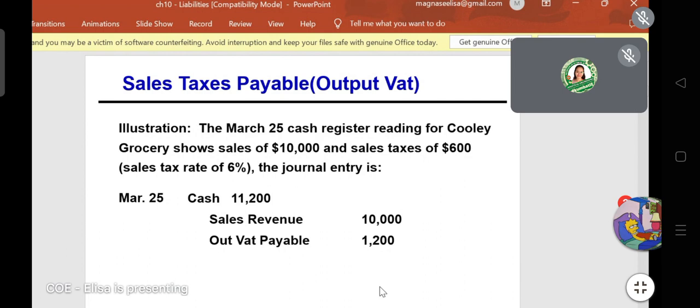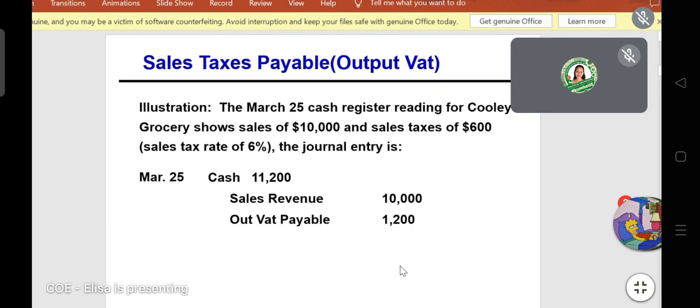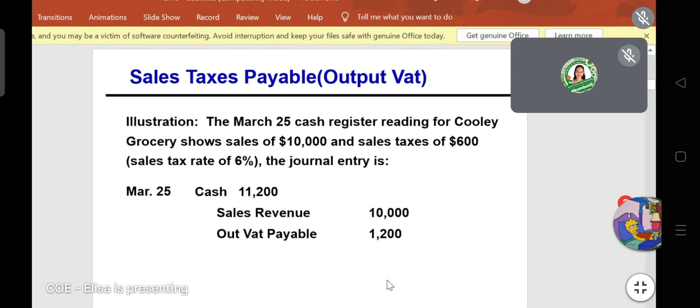We call it input VAT because these are VAT we pay for the services and goods that we purchase. And by the time we sell our product or our services, the term for it is output VAT payable. So output VAT minus input VAT will be the net cash that we will be remitting to the BIR. Follow?